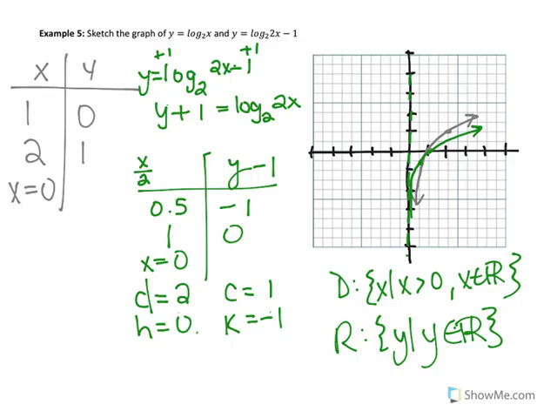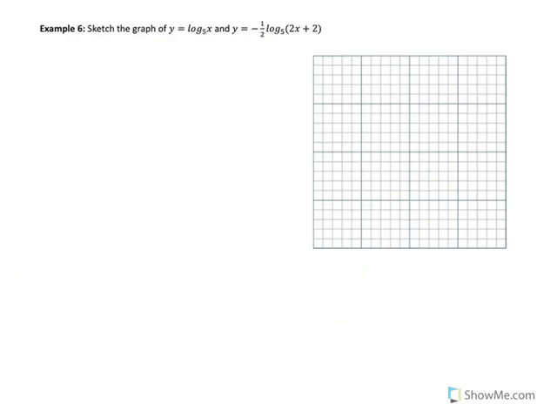So be careful, because obviously I was just not careful. For this one, log base 2 of 2x minus 1, because there is no brackets here, it's the same as saying brackets around just that. So this is our k value. Let's do 2 more examples.